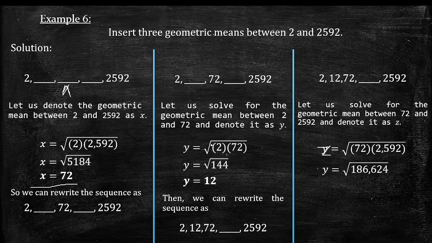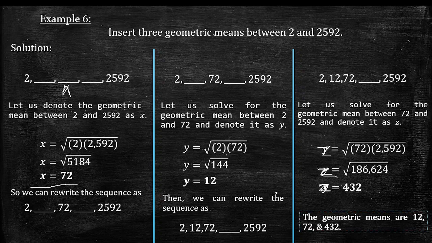So, Z is equals to square root of 186,624. So, the square root of that value, Z is equals to 432. Again, Z is equals to 432. So, the geometric means are 12, 72, and 432.